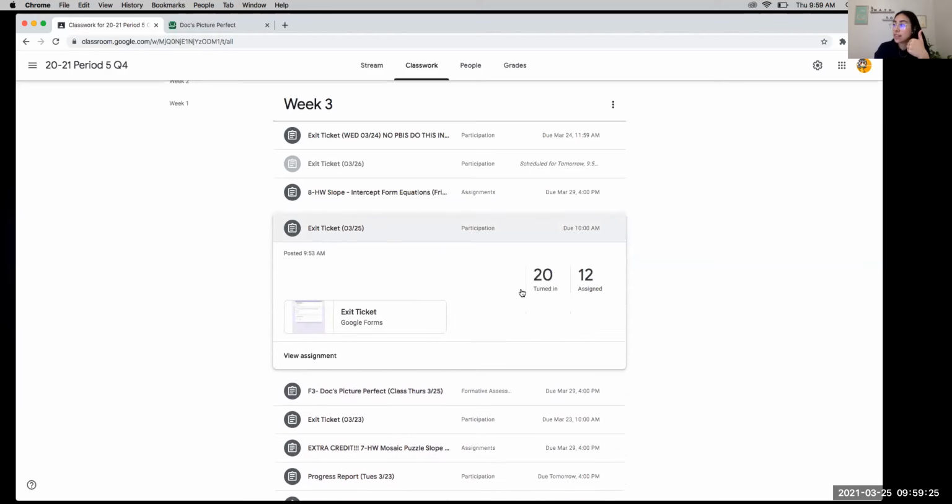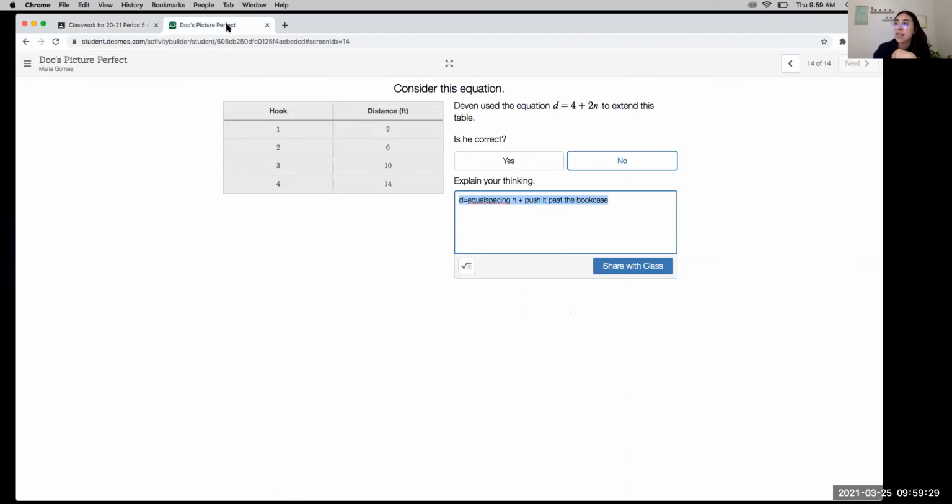Don't forget you have an exit ticket. 20 of you, good job, you guys. Fill out your exit ticket. Remember, all of these slides should be completed. So if you're turning it in, that's because you did complete all of the slides.